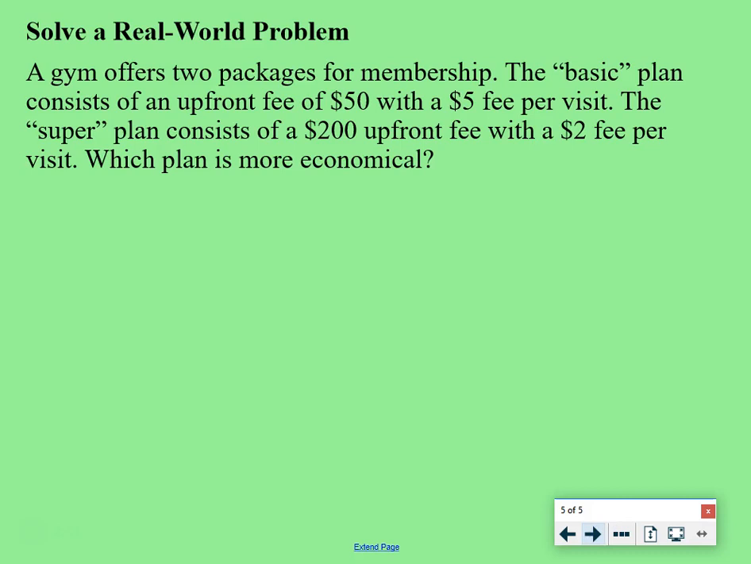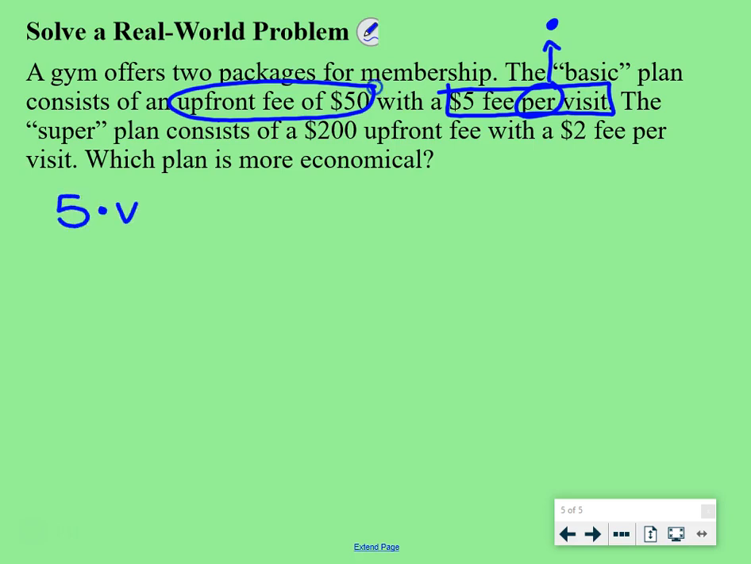All right, the last piece is solve a real-world problem. A gym offers 2 packages for membership. The basic plan consists of an upfront fee of $50 with a $5 fee per visit. Now remember, that word per means you are multiplying. So let's just write an expression for that. We have $5 per visit, so $5 times your number of visits plus that upfront fee of $50. That means you're just going to have to pay that one time, but we do have to calculate that into our fee. So that would be the basic plan.